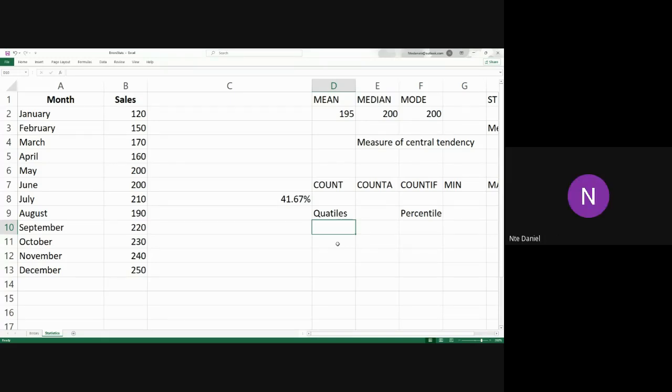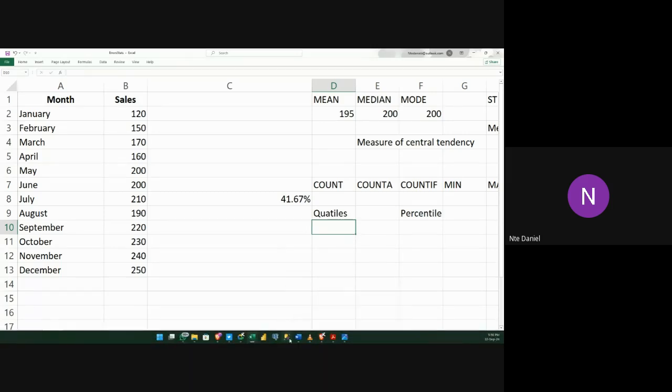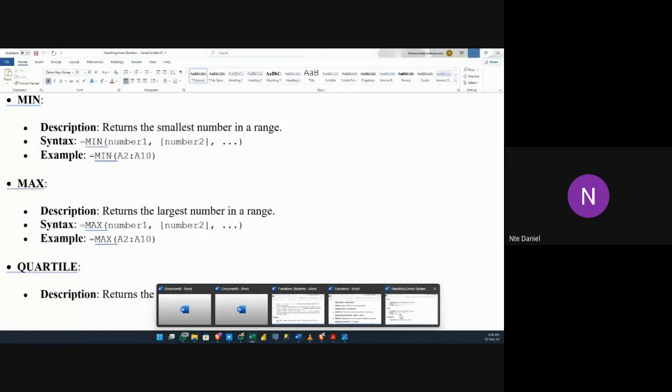So now for the percentile, like somebody said in the chat, it divides it into 100 different parts, right? So we'll have the 0 percentile and we'll have the 100th percentile. So let me look at the notes I prepared for you guys based on this.